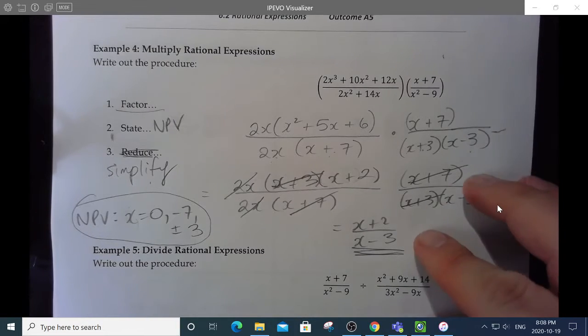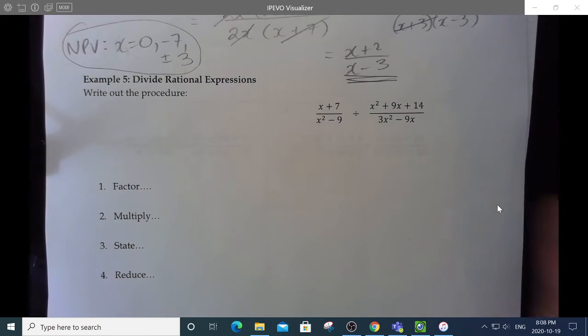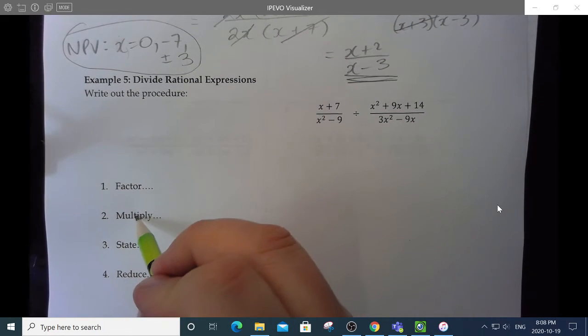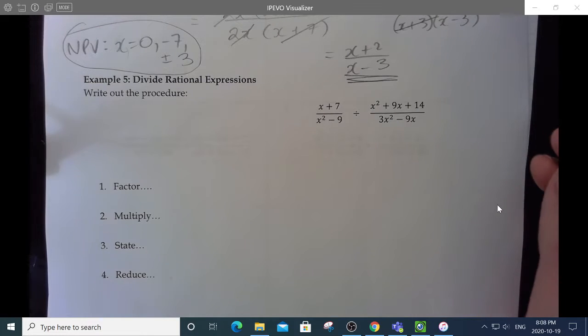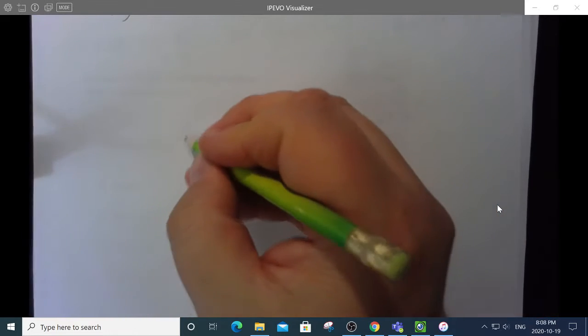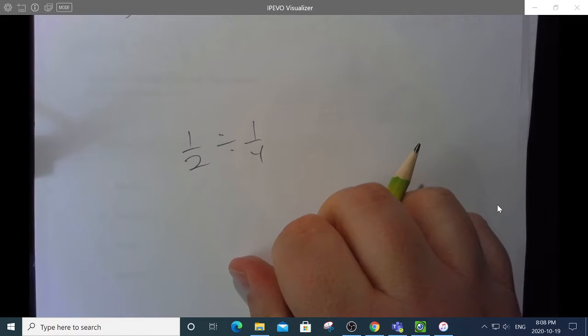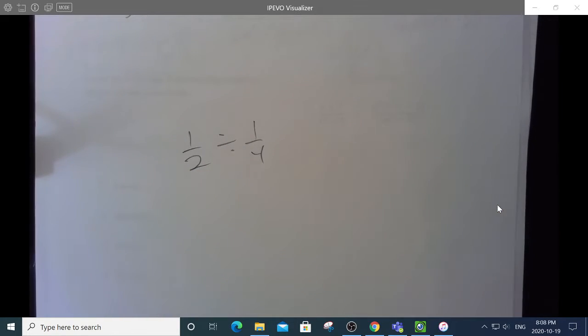All right. What's the difference between multiply and divide? Well, divide has one extra step. Remember that a divide is a multiply if you multiply the reciprocal. Again, think back to grade 8 fractions. When you were taught, say for example, what's 1/2 divided by 1/4? You could do that in your head. How many quarters go into a half? Well, 2 of them, right? 1/4 plus 1/4 is 2/4.